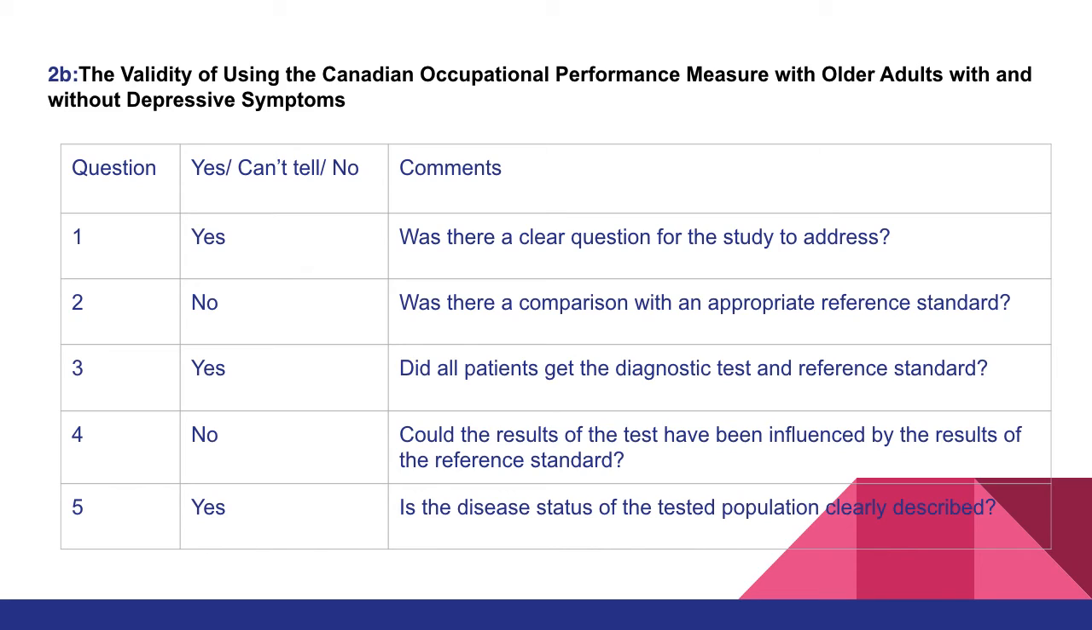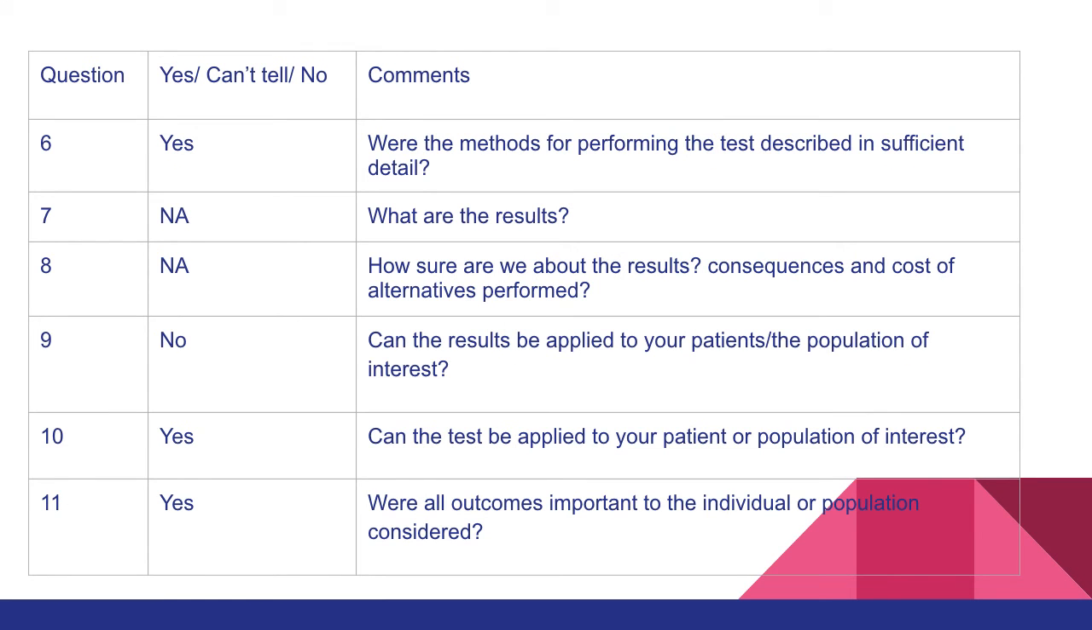Did all patients get the diagnostic test and reference standard? That would be a yes. Is the disease status of the test population clearly described? Yes. Number 6, were the methods for performing the test described in sufficient detail? Yes. Number 10, can the test be applied to your patient or population of interest? Yes. Were all outcomes important to the individual or population considered? That would be a yes.